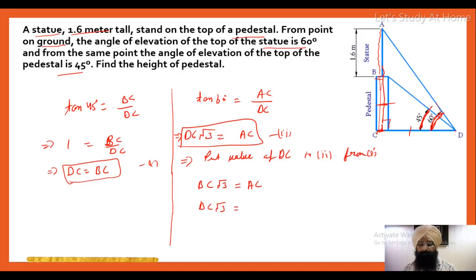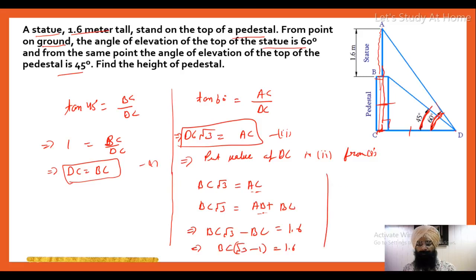Can I write AC into two parts, AB plus BC? I have written the AC into two parts, AB plus BC. So in place of AB I will put the value of AB, that is given 1.6 meter. That's why I have split this. So BC under root 3 minus BC, this side becomes negative, is equal to 1.6. So BC I will take common, under root 3 minus 1 is equal to 1.6. So BC is equal to 1.6 over under root 3 minus 1.